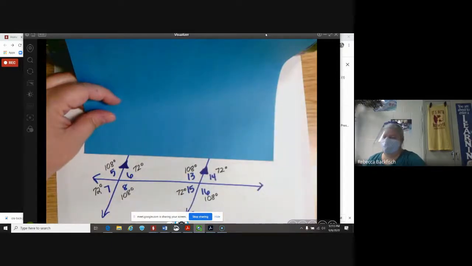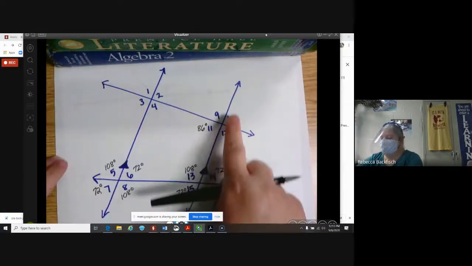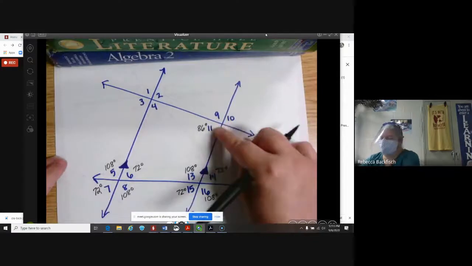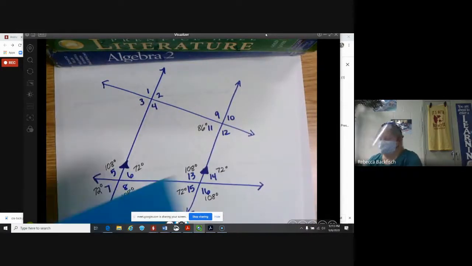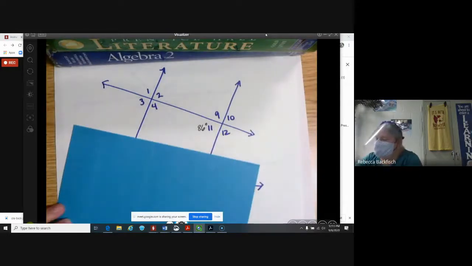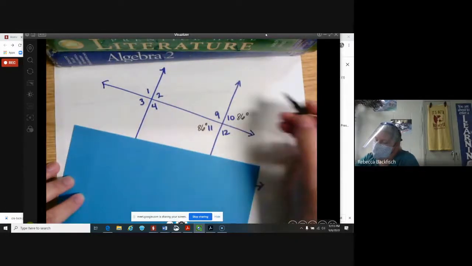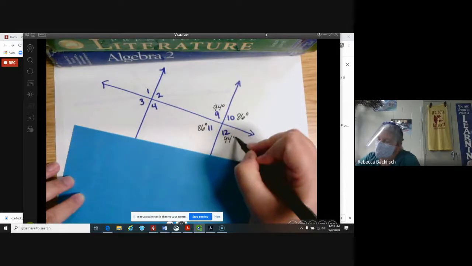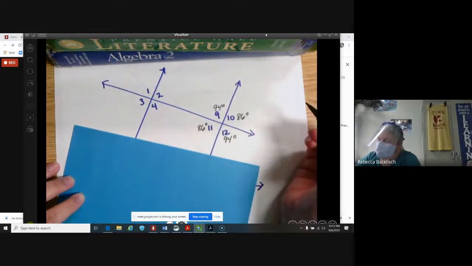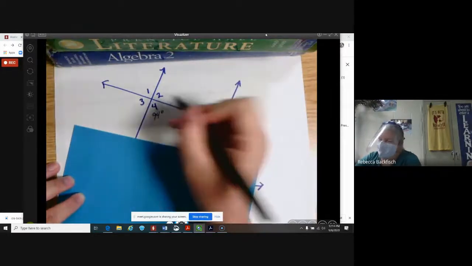Now we've got another situation up here with a transversal across two parallel lines. There's really no relationship between these two intersections up here and these two intersections down here at all. Okay, so this is 86 degrees. Subtracting from 180, I get 94. And then I can move corresponding angles, or I can use alternate interiors, 4 and 9. Use anything to get from one intersection to the next, and then find everything over here.